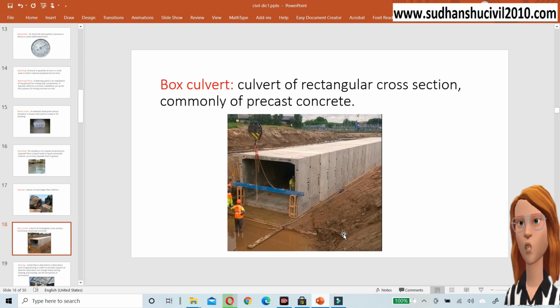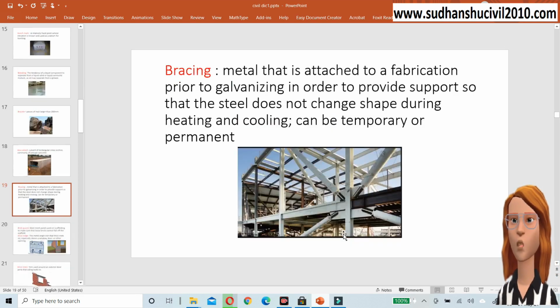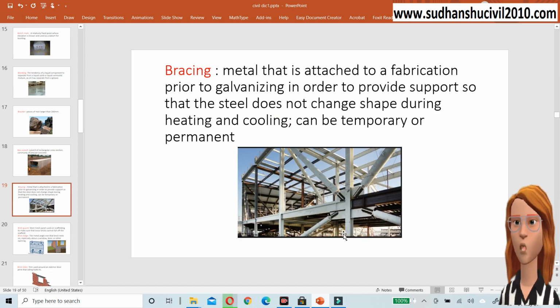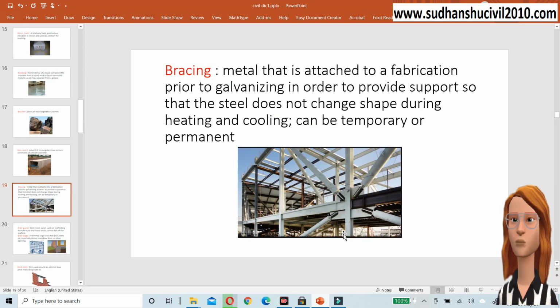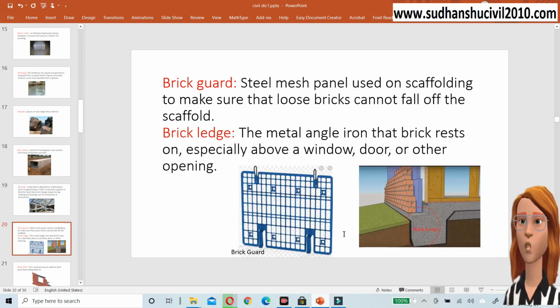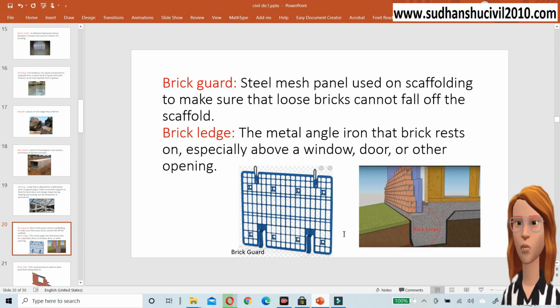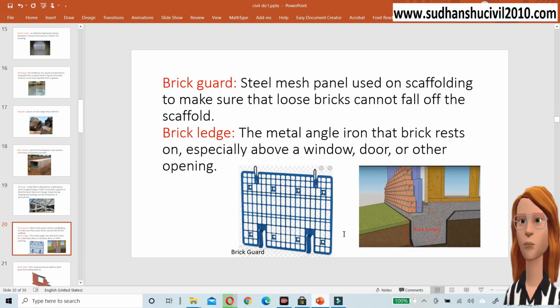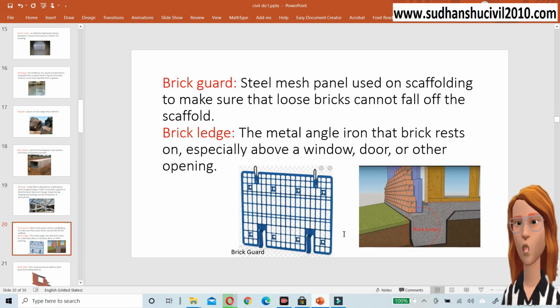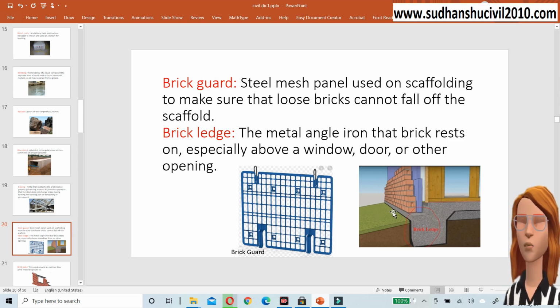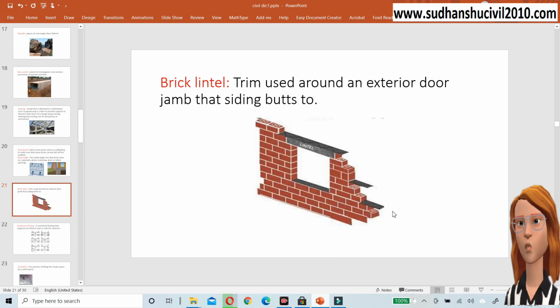Bracing. Metal that is attached to a fabrication prior to galvanizing in order to provide support so that the steel does not change shape during heating and cooling, can be temporary or permanent. Brick guard. Steel mesh panel used on scaffolding to make sure that loose bricks cannot fall off the scaffold. Brick ledge. The metal angle iron that brick rests on, especially above a window, door, or other opening. Brick lintel. Trim used around an exterior door jamb that siding butts to.